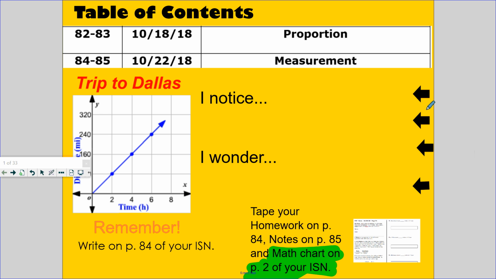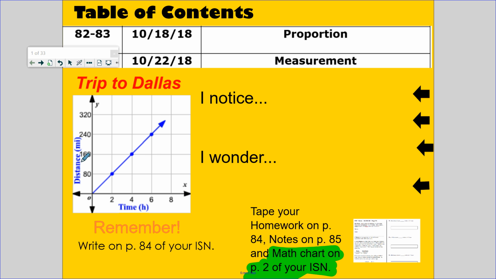Welcome. This lesson is over measurement conversion. So let's look at this graph. What do you notice? What do you wonder? Well, I noticed that there are hours and miles.